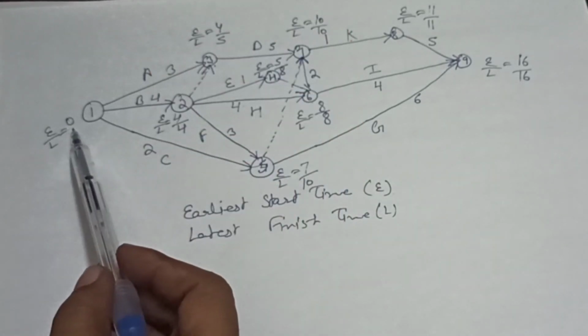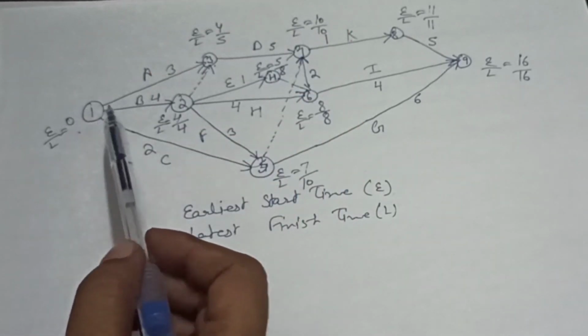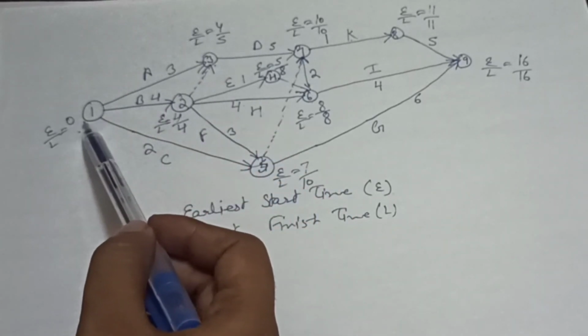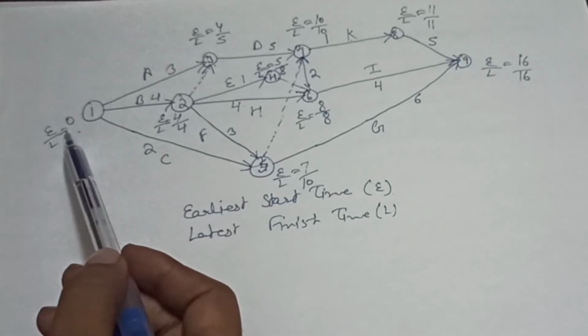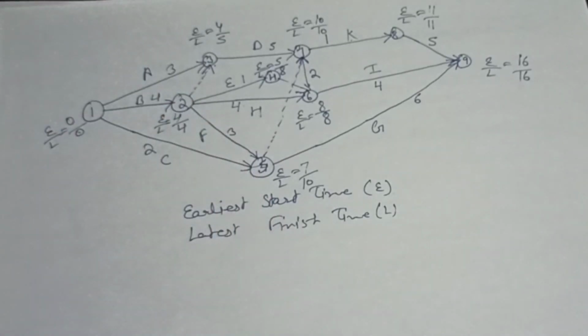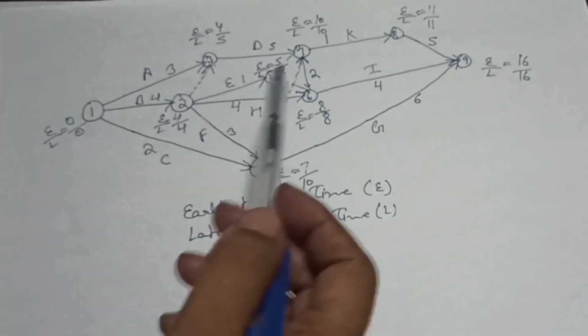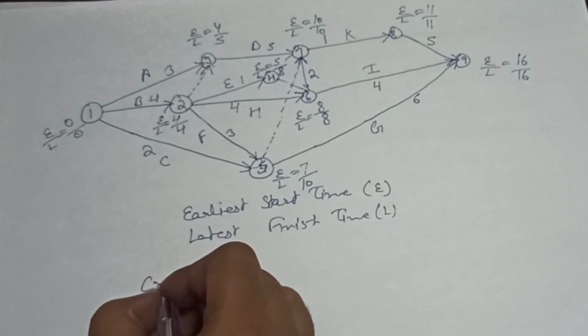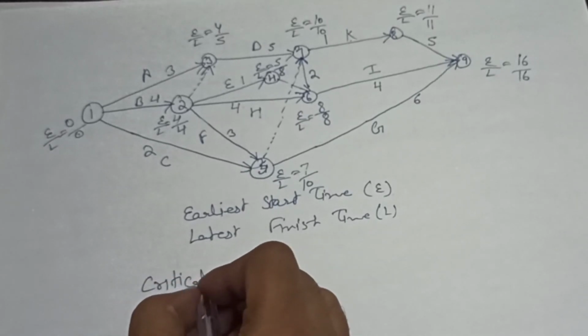Now we will calculate L value for this node. So you can say 5 minus 3 is equal to 2, 4 minus 4 is equal to 0, 10 minus 2 is equal to 8. But we will write here 0 because 0 is the minimum. So you can see, student, we have calculated all L values for all nodes. Now we will move to finding the critical path.